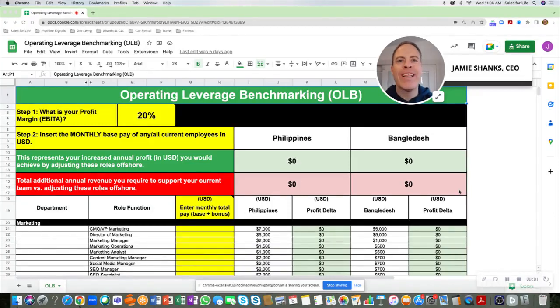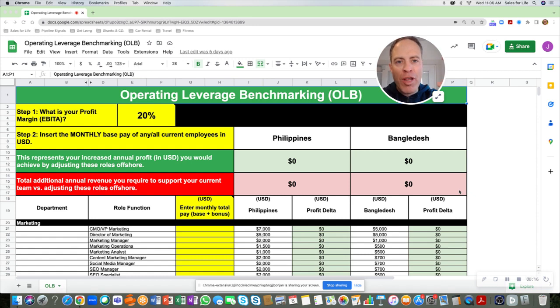Welcome to Operating Leverage Benchmarking. The purpose here is for you to determine the opportunity cost of the talent that you have in-house today versus what is possible. What could you achieve with offshore leverage?